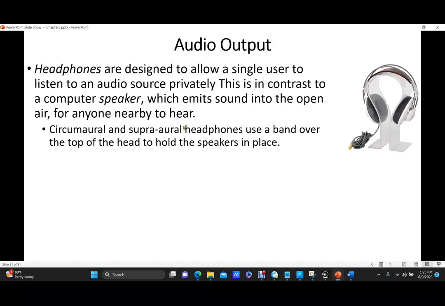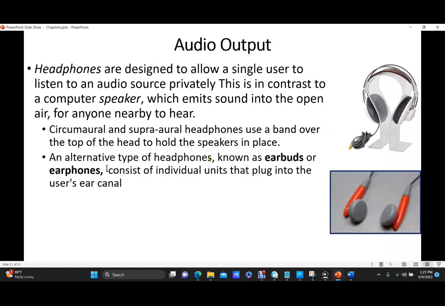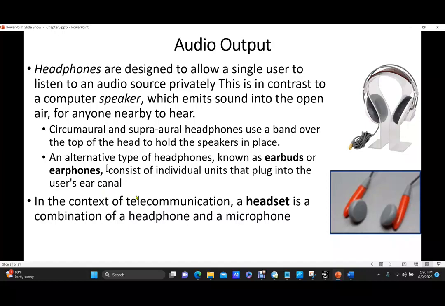Circumaural and supraaural headphones use a band over the top of the head to hold the speakers in place. An alternative type is an earbud or earphone. These consist of individual units that can be plugged into the user's ear. In the context of telecommunication, the word headset is used to describe a combination headphone and microphone.